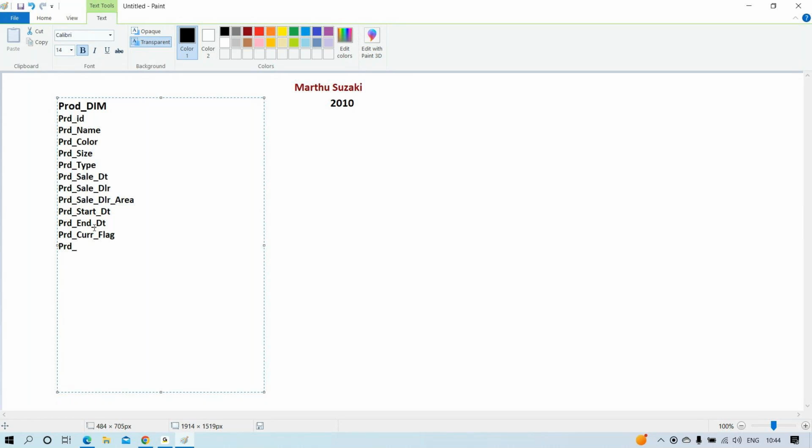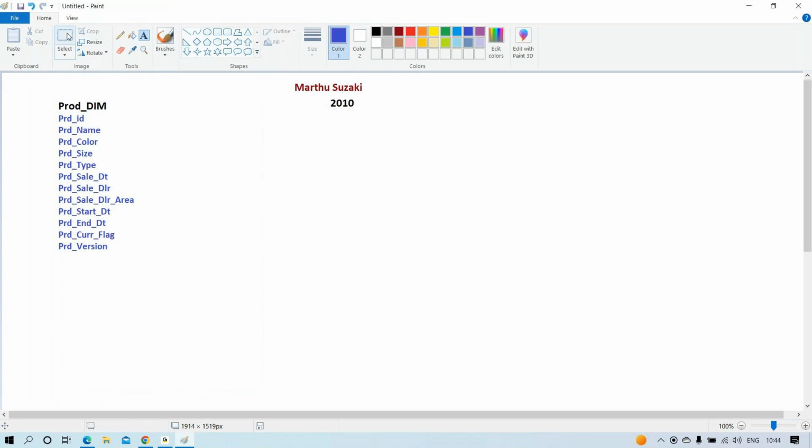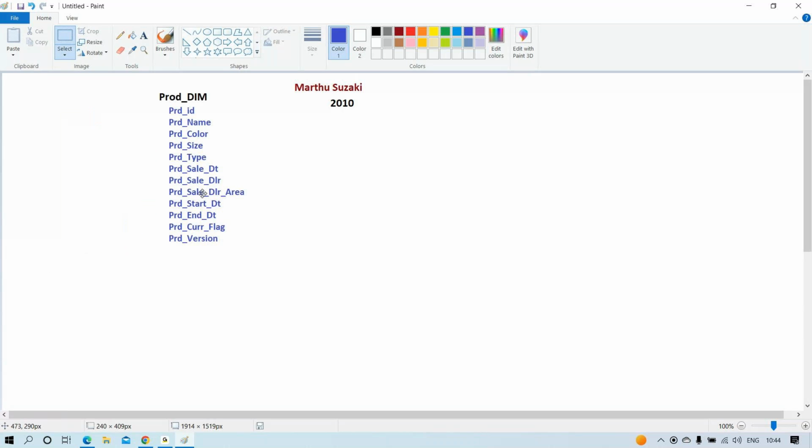So product version. So this is all like the information that I want to maintain as a product dimension table. So this is one of the tables. Quickly, I'll complete 4 to 5 tables like this.